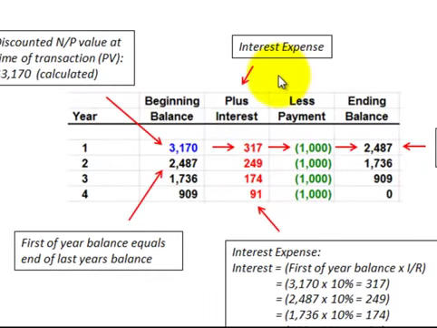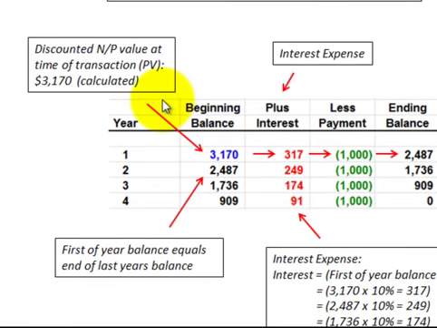All right, let's determine our interest expense for each year on the notes payable. Let's go through it step by step here. We start with our beginning balance. Now, our beginning balance was the discounted notes payable value at the time of the transaction, and that was its present value. So we determined that to be $3,170. Next, we take our interest rate, which was 10% times the beginning balance for the year, and 10% times 3,170 is $317 in interest expense.